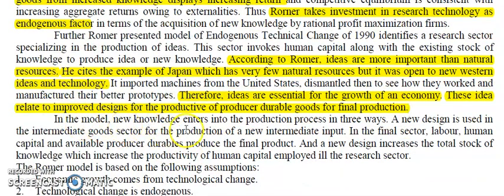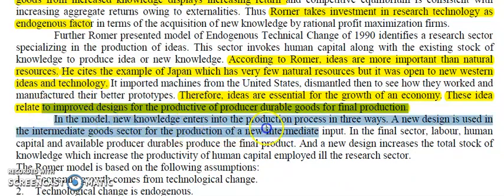In the model, new knowledge enters into the production process in three ways. How does new knowledge enter the production process? He explains there are three ways. First, a new design is used in the intermediate goods sector for the production of a new intermediate input. A new design is to be introduced. In the final sector, labor, human capital and available producer durables produce the final product.